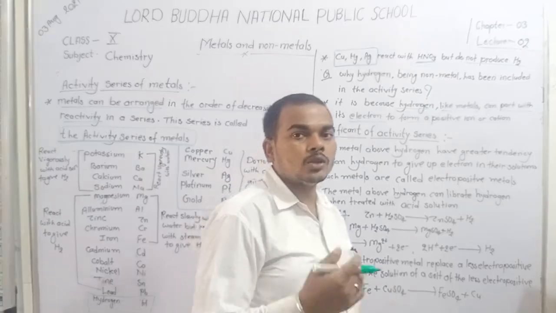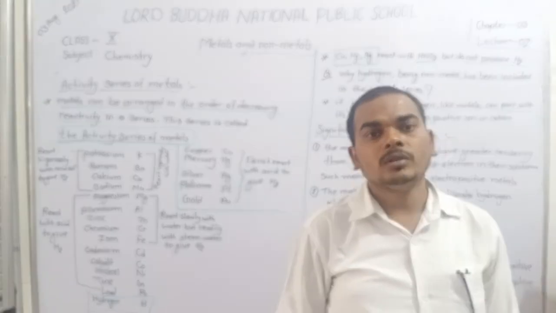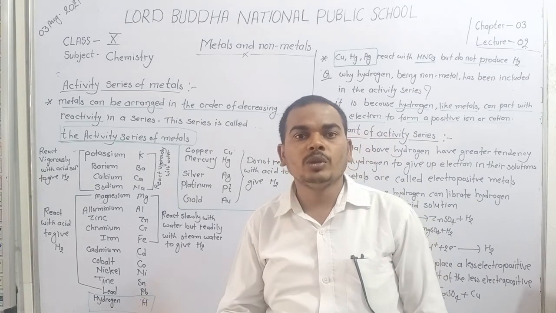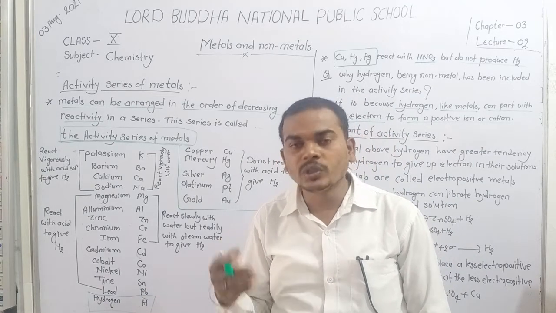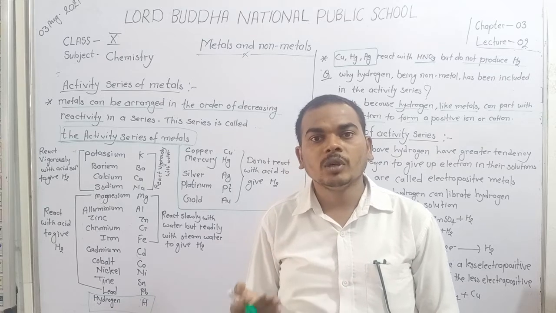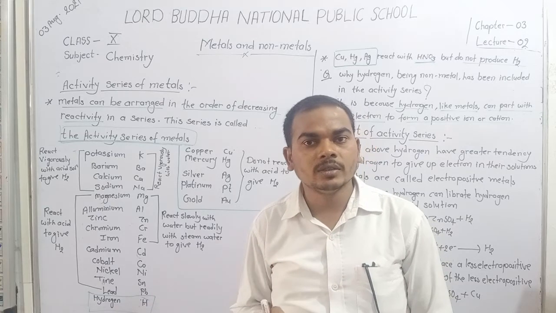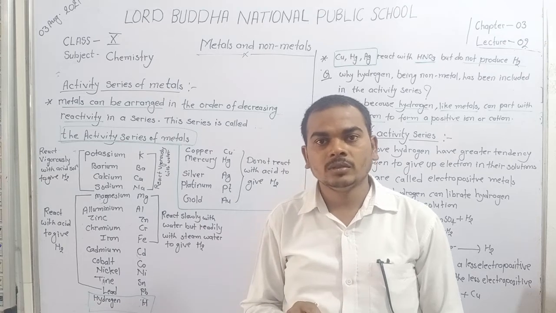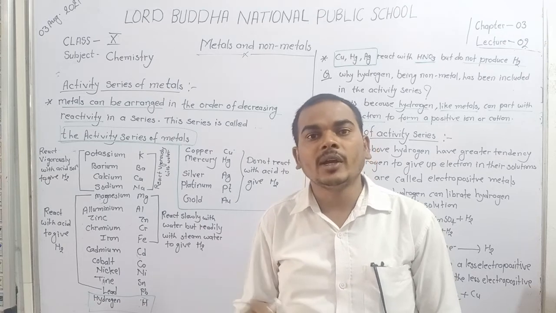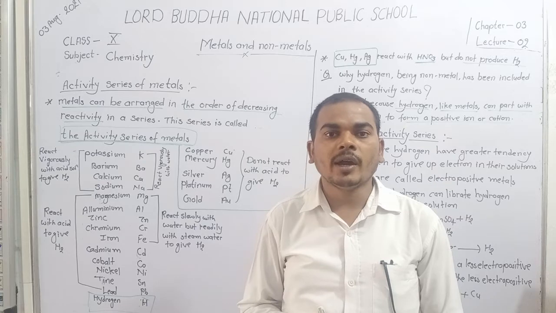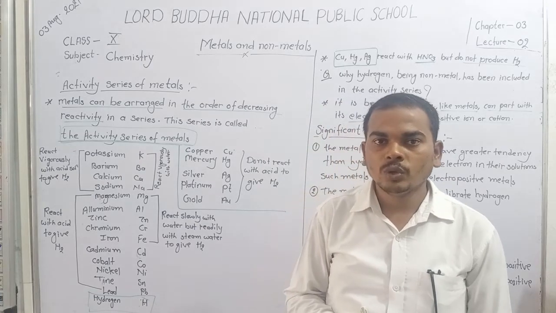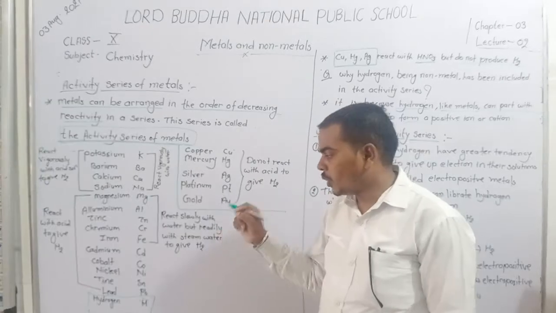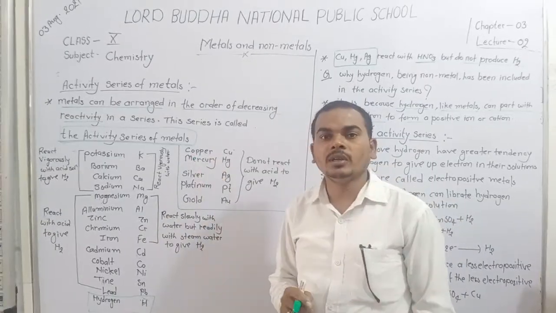Because hydrogen also forms cations, positive ions, similar to the metals. Metals lose their electrons and form positive ions or cations, and hydrogen behaves like metals and also loses its electron to form positive ions or cations. So this is the reason hydrogen is placed in the metal activity series.